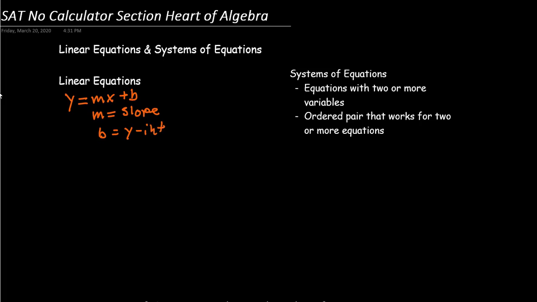They also focus pretty heavily on systems of equations. That's just an equation with two or more variables and an ordered pair that works for both of them. Sometimes they're presented like this: 3x + 6y = 18. They can be presented in either way, and you're looking for an ordered pair that will work for both. We're going to look at a couple examples that deal with this, so let's go down to the board.